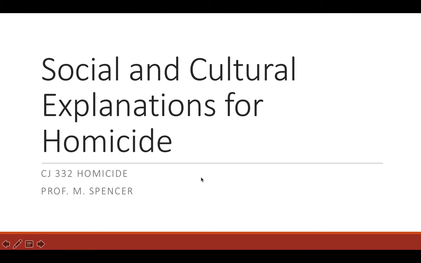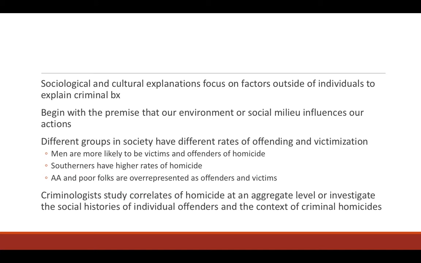Continuing with our look at explanations for homicide, Chapter 6 examines social and cultural explanations. So these are explanations and theories that focus on factors outside of individuals. And this begins with the idea that our environment influences our actions.